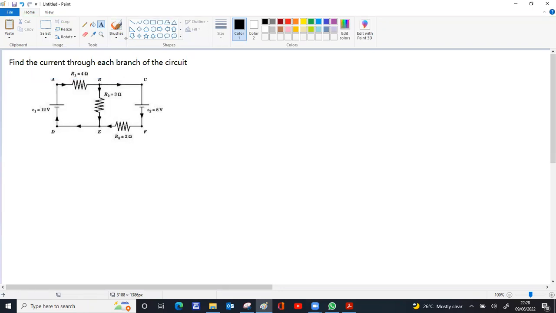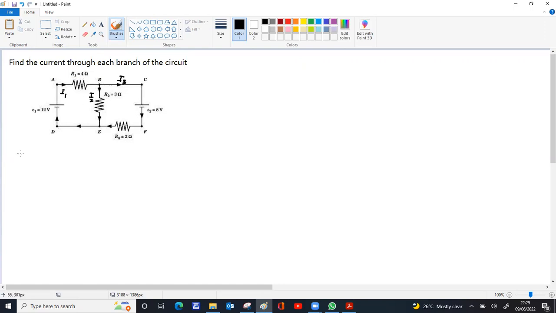Basic rules used for solving this are the current rule and the loop rule. They gave the arrow mark, but they didn't mark the current. So marking the current coming from 12 volts as I1, that will go as I2 down and I3 right.